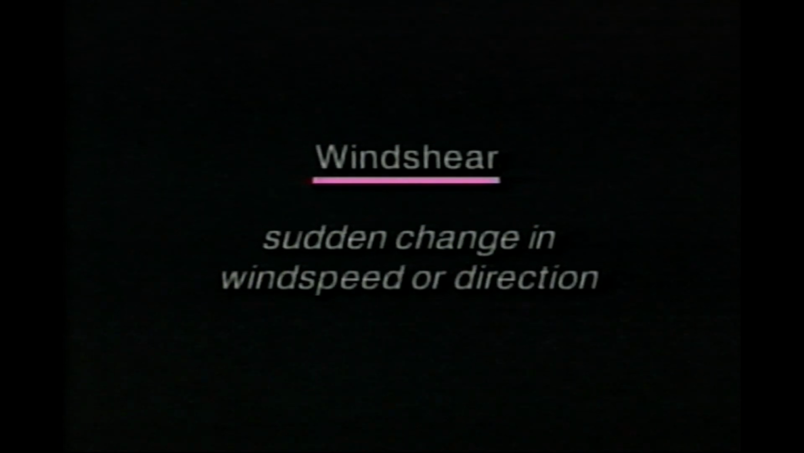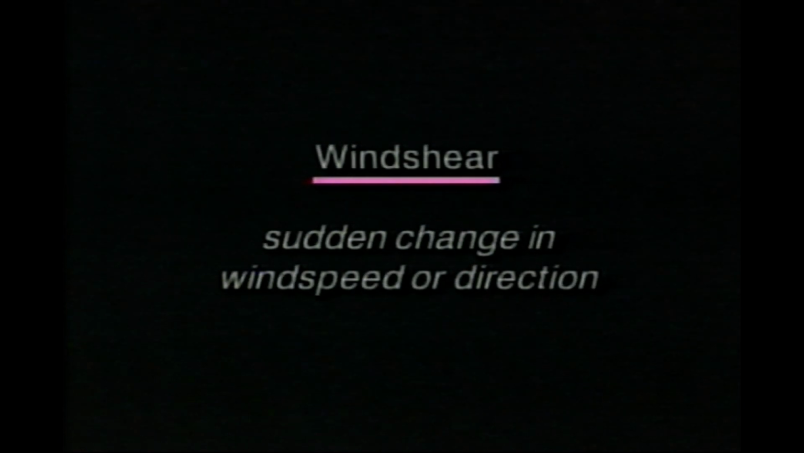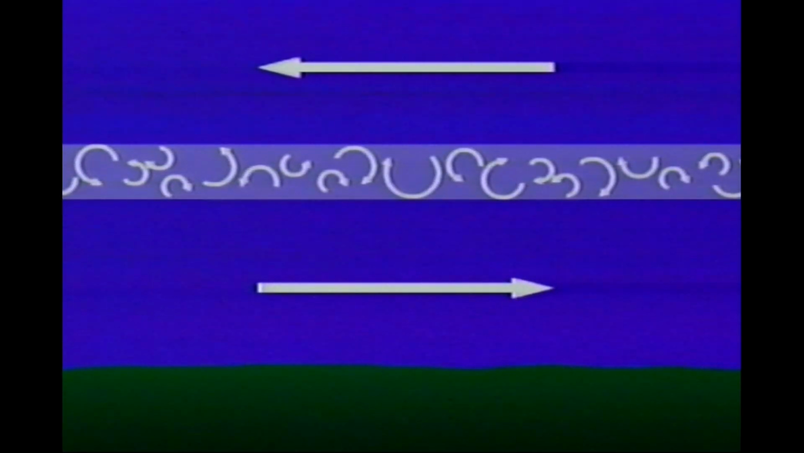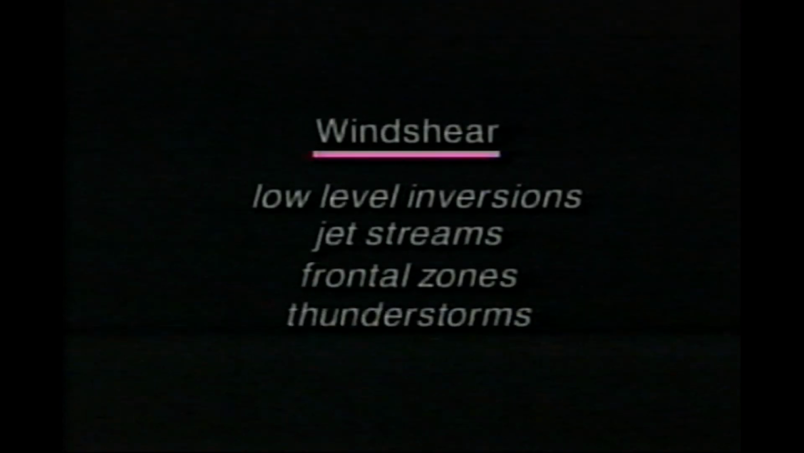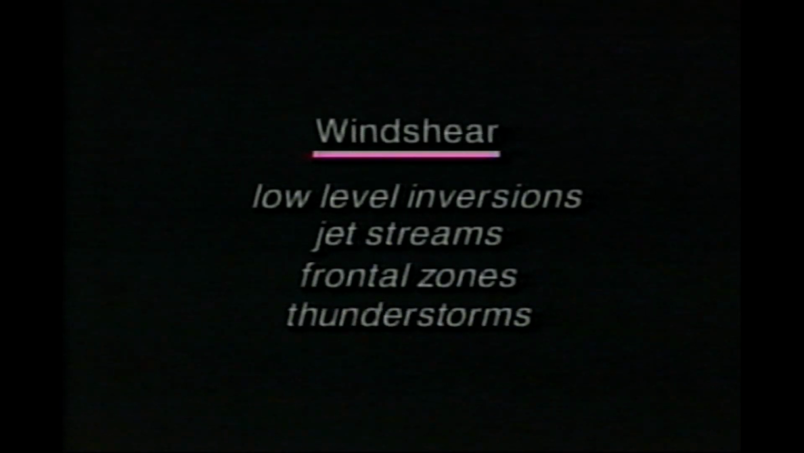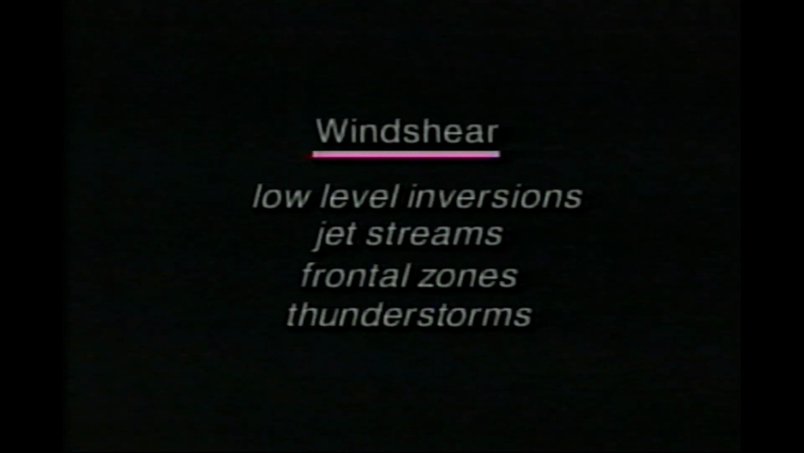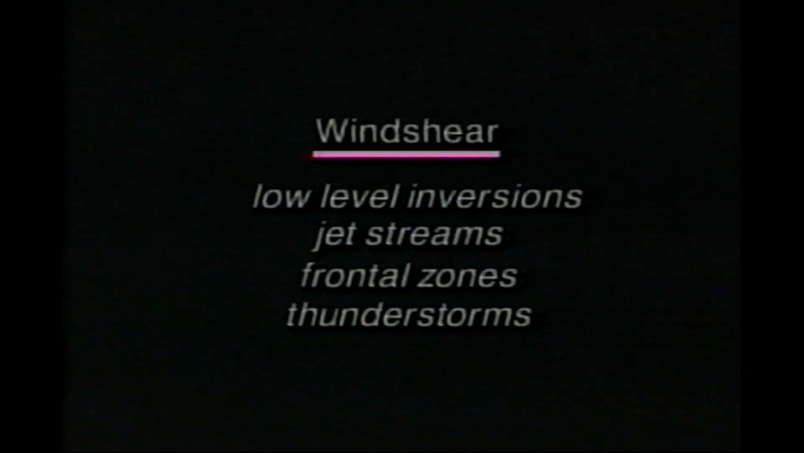Now let's move on to another section that is dangerous to all aircraft, and that's wind shear. It's defined as a sudden change in wind speed or direction, and it can occur horizontally or vertically. It can be associated with low-level temperature inversions, jet streams, frontal zones, or near thunderstorms.